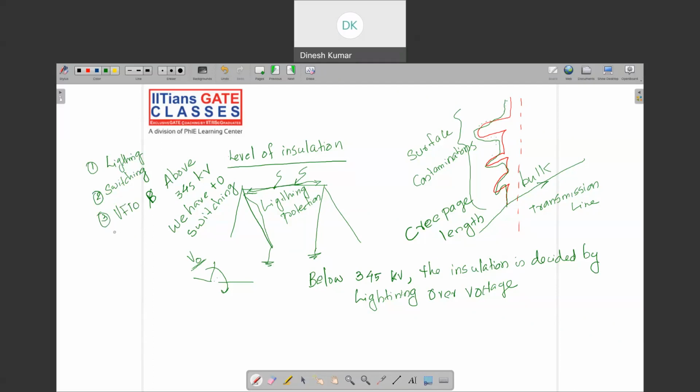These are the things which happen due to a partial discharge or something. So VFTOs will occur, and that will be in a very high frequency range. So these are very fast transient overvoltages.